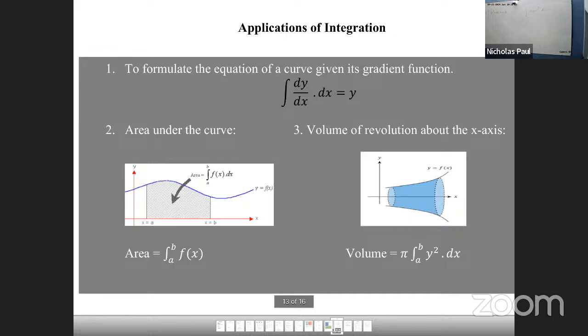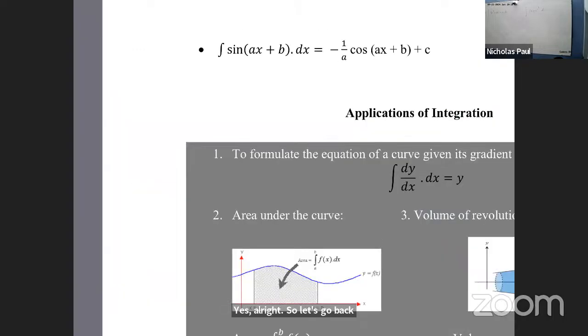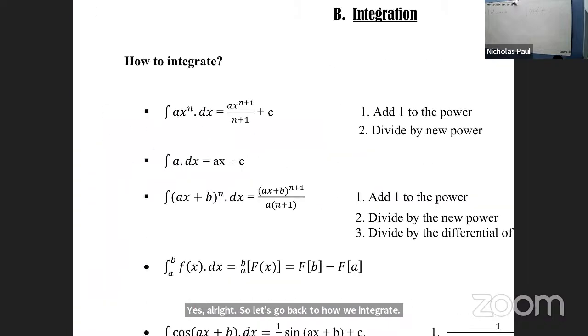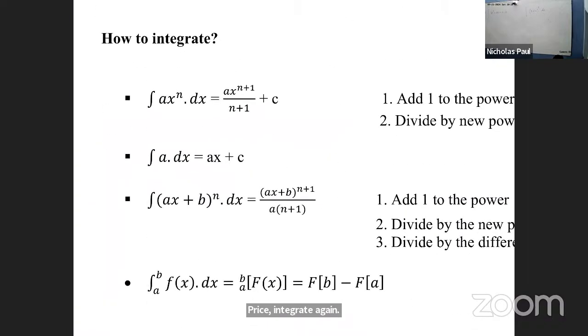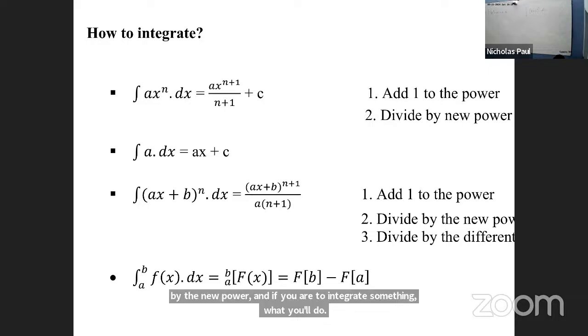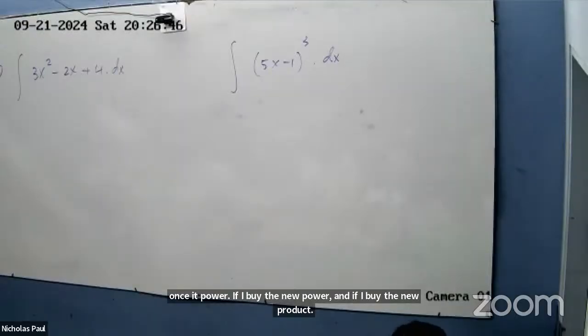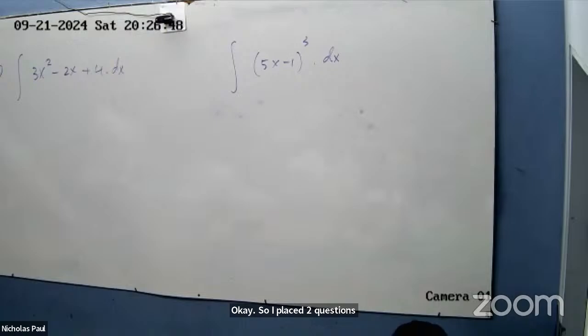Finish? All right. So let's go back to how we integrate. How do we integrate again? Add 1 to the power, divide by the new power. And if you have to integrate something to the power n, what do you do? Add 1 to the power, divide by the new power, and divide by the differential of the bracket. Okay? So I placed 2 questions on the board. Integrate, please.